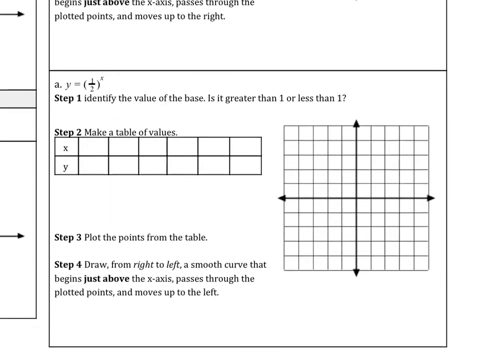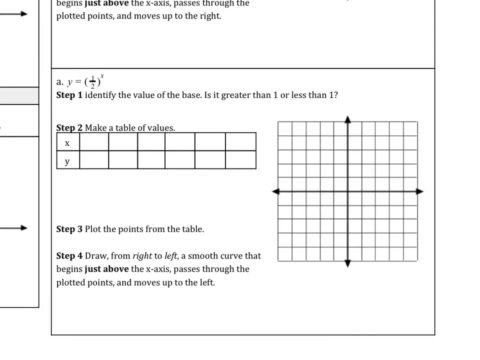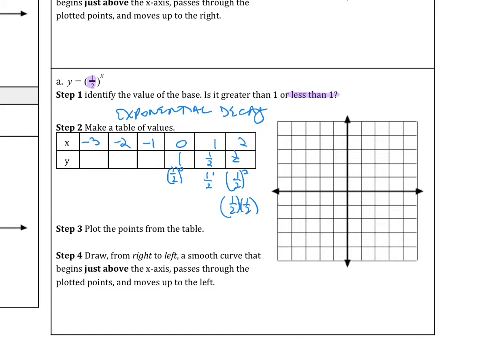So let's look at the next one, (1/2) to the x. So the value of the base is 1/2, so that's our b. And then we know that that is less than 1, so therefore it is an exponential decay. So I'm going to pick these numbers here, -3, -2, -1, 0, 1, and 2. So (1/2) to the 0 power, remember that's always 1. Then (1/2) to the first power is 1/2. Then (1/2) squared, that's 1 over 2 times 1 over 2, which is 1 over 4.